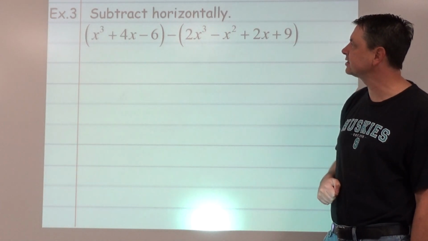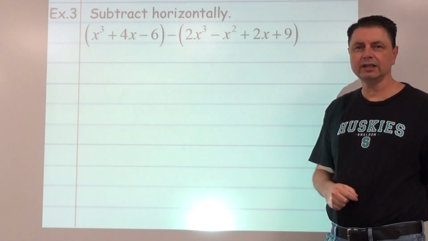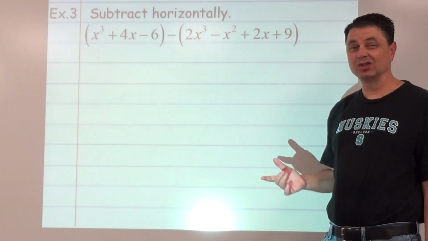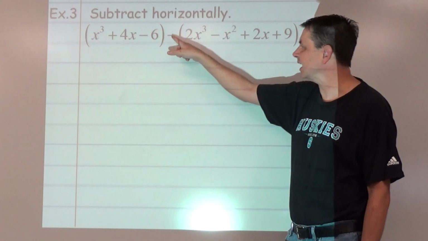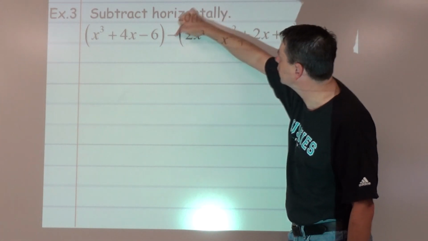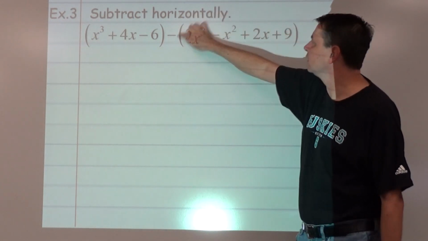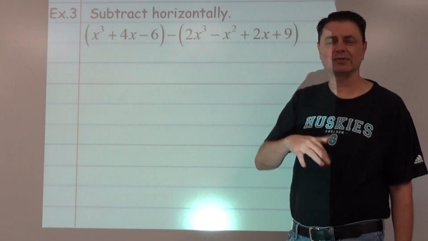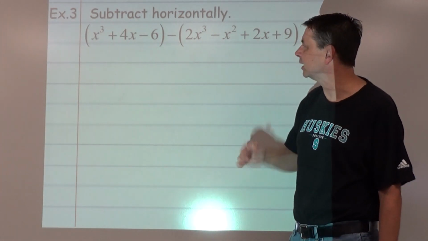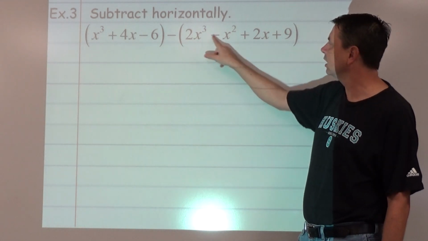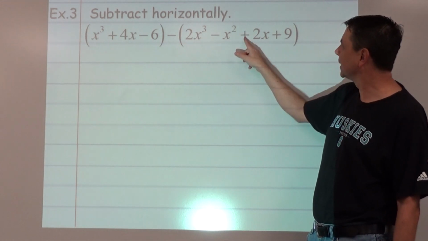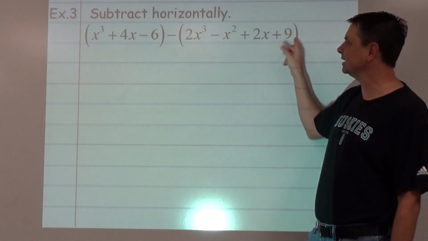Example number 3, subtracting horizontally. Subtraction, parentheses do mean something. It means something afterwards. So this negative is going to distribute to all of these. You can think of it as adding the opposite. We want to turn it into an addition problem and add the opposite. So it becomes minus 2x cubed plus x squared minus 2x minus 9.